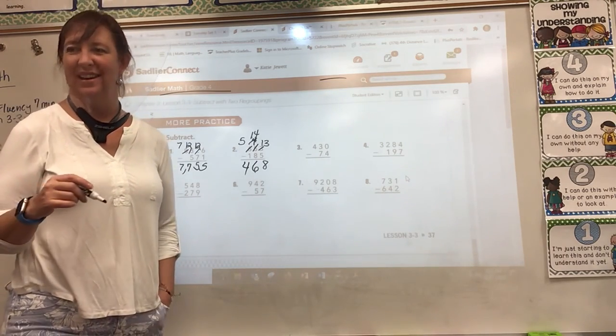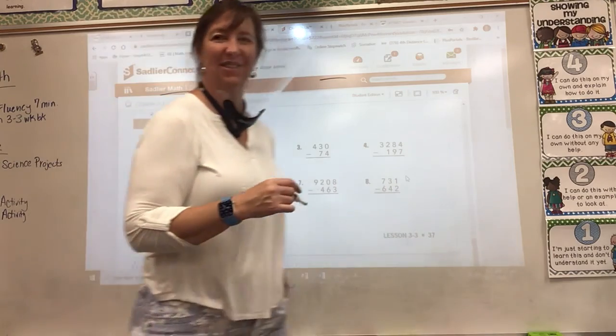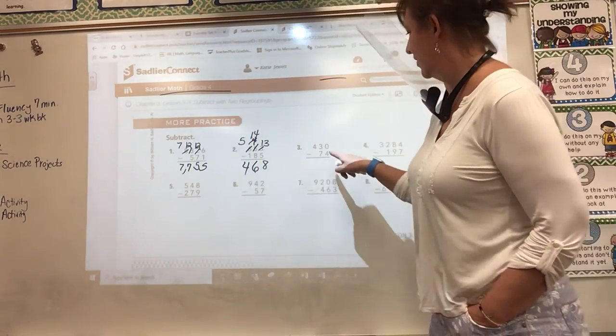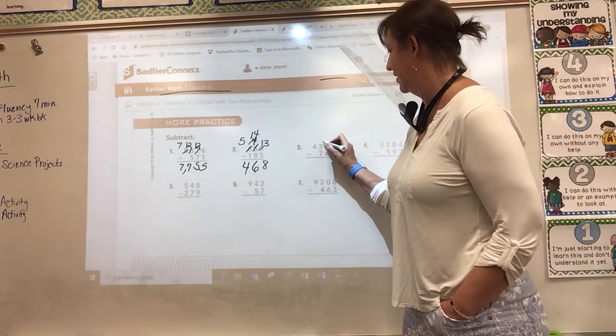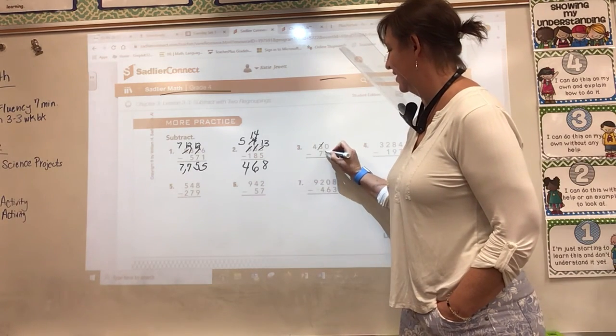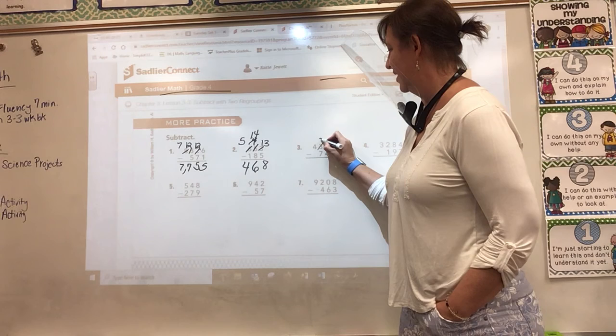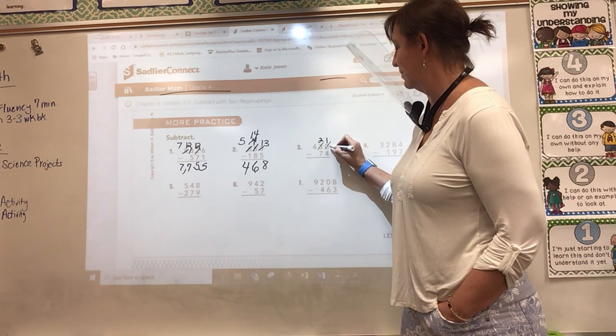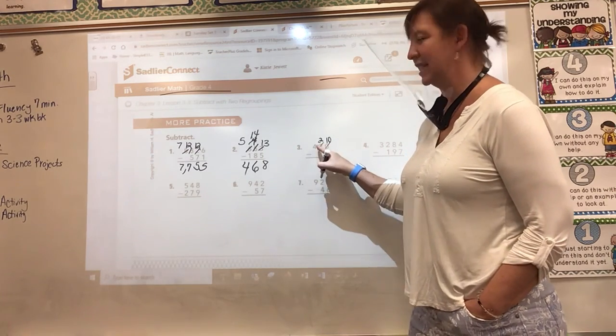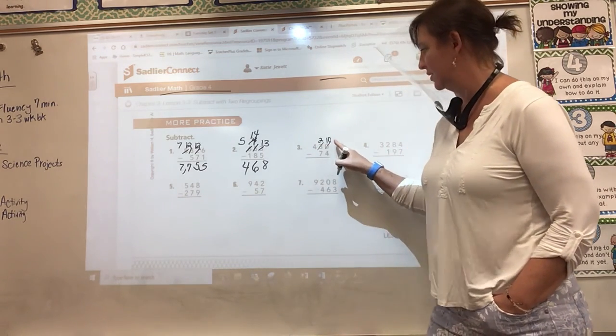Yes? Can I try the next one? Yes. Okay, Emily's going to do the next one with us. So let's go ahead and do the first one. Can I subtract 4 from 0? No. So you cross the 3 and turn the 3 into a 2 and turn the 0 into a 10, because I'm taking 10 from my tens place over here. So 10 minus 4?